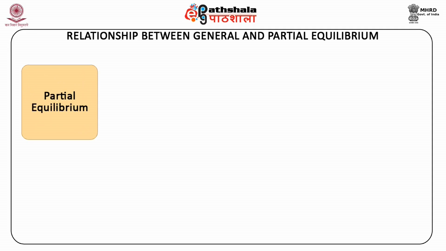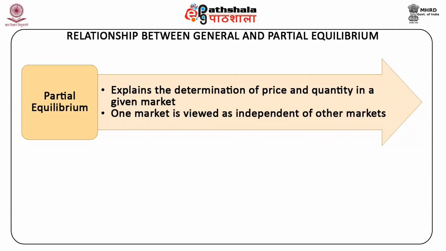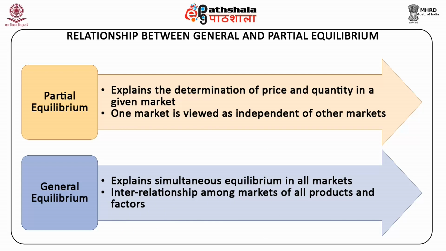To sum up, partial equilibrium analysis focuses on explaining the determination of price and quantity in a given product or factor market when one market is viewed as independent of other markets. On the other hand, general equilibrium analysis deals with explaining simultaneous equilibrium in all markets when prices and quantities of all products and factors are considered as variables. Thus, in general equilibrium analysis, interrelationship among markets of all products and factors are explicitly taken into account.